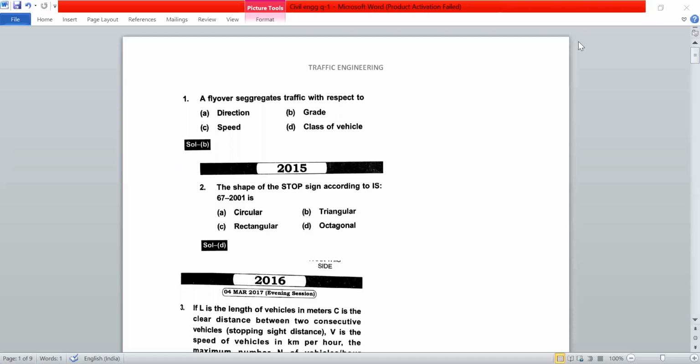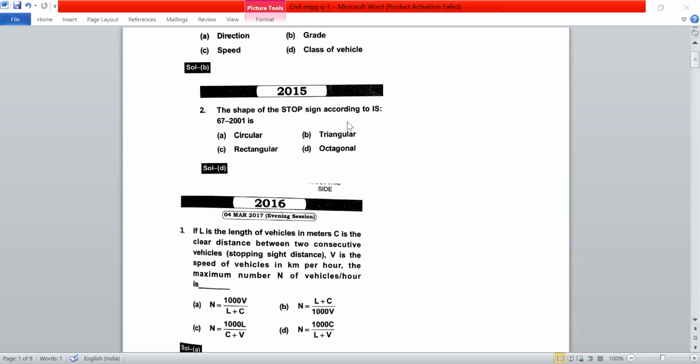Hello everyone. In today's class, I'll be discussing the question paper questions on traffic engineering, wherein the theory part is explained in the previous video. So the first question is: a flyover segregates the traffic with respect to grade.